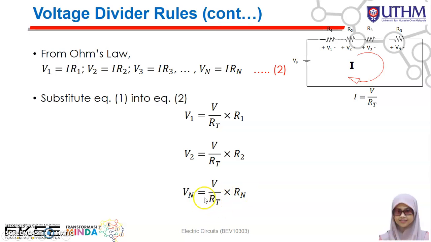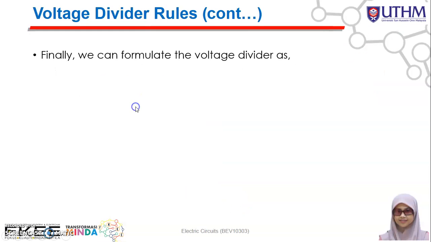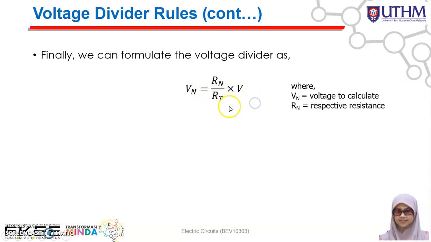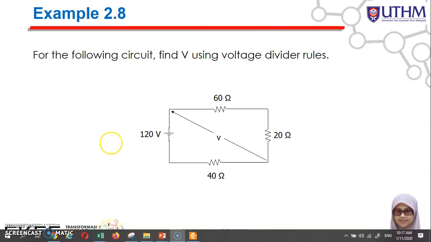Based on here, you can rearrange it so that you have Vn equal to Rn over RT multiplied with V. Finally, we can formulate the voltage divider as Vn is equal to Rn over RT multiplied with V, where Vn is the voltage to calculate, and Rn is the respective resistance.